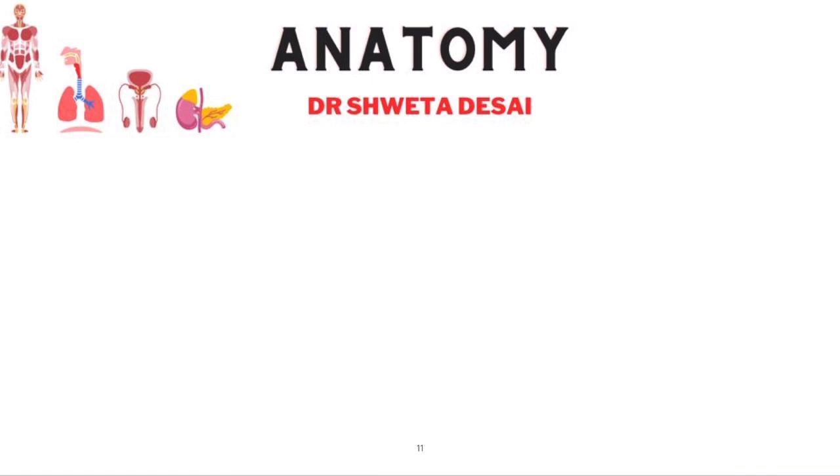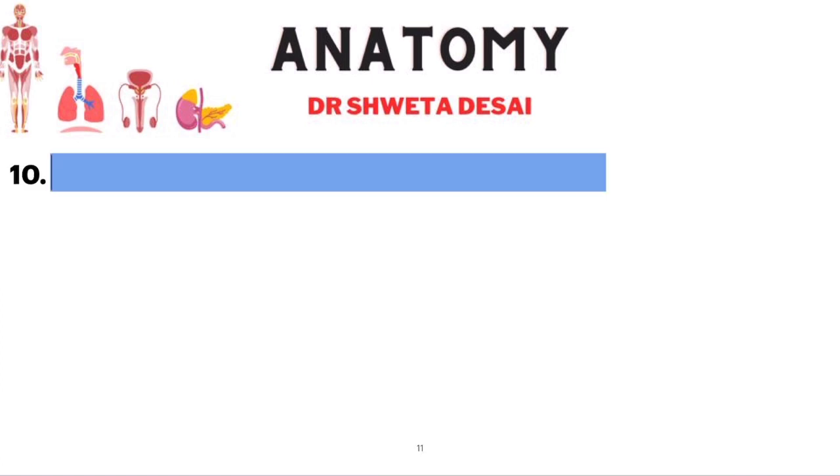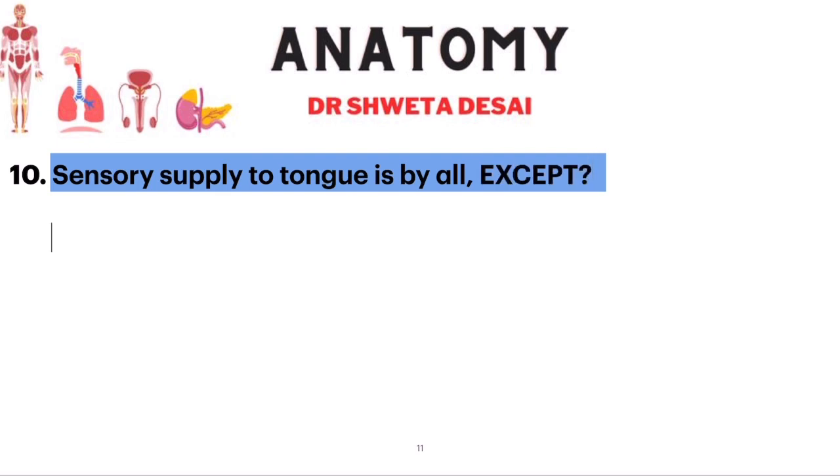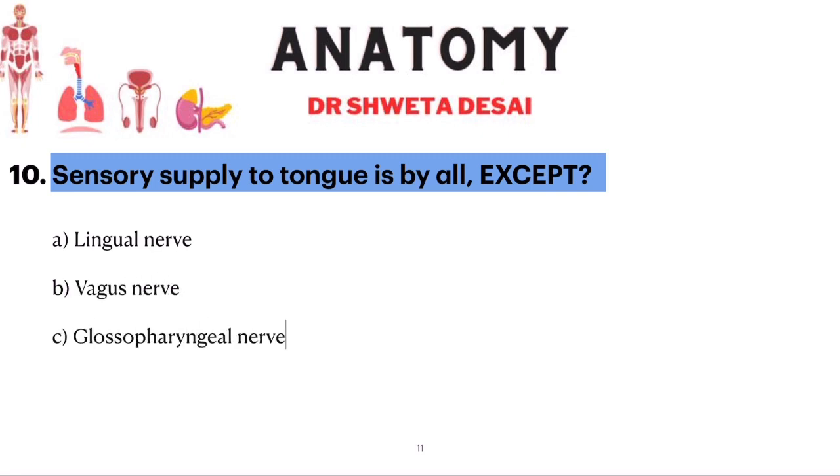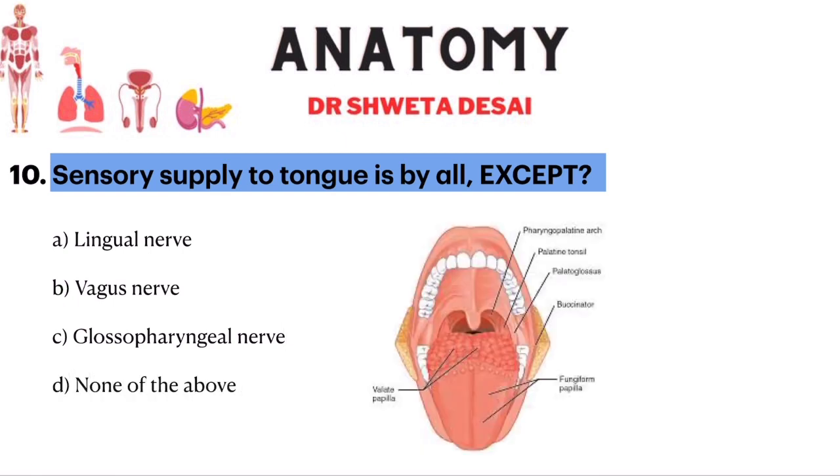Auriculotemporal nerve. Now the next question, question number 10. Sensory supply to tongue is by all except. Options are A. Lingual nerve, B. Vagus nerve, C. Glossopharyngeal nerve, and D. None of the above.